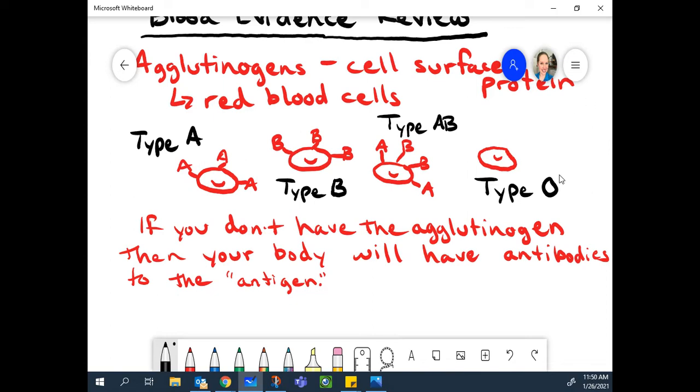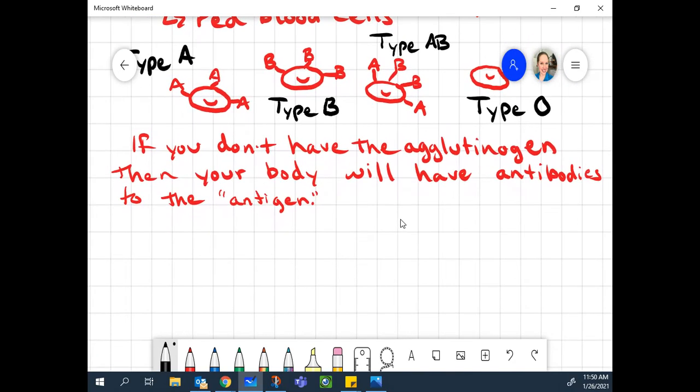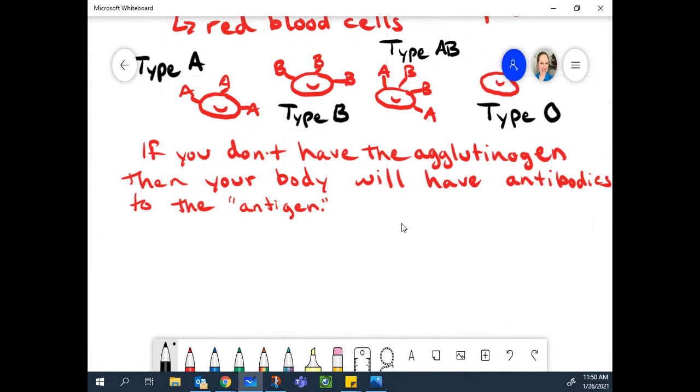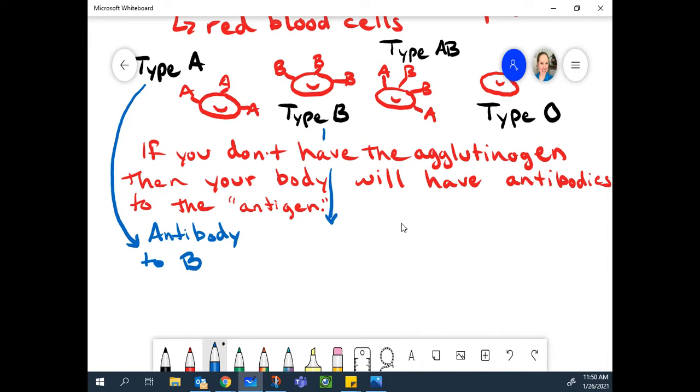Okay, good. So let's think about what antibodies each of these types would have. So for type A, it would have the antibody to what? What would it freak out about? It would have problems if you found B. So it would have B antibodies. Type B would have what kind of antibodies? Yep.